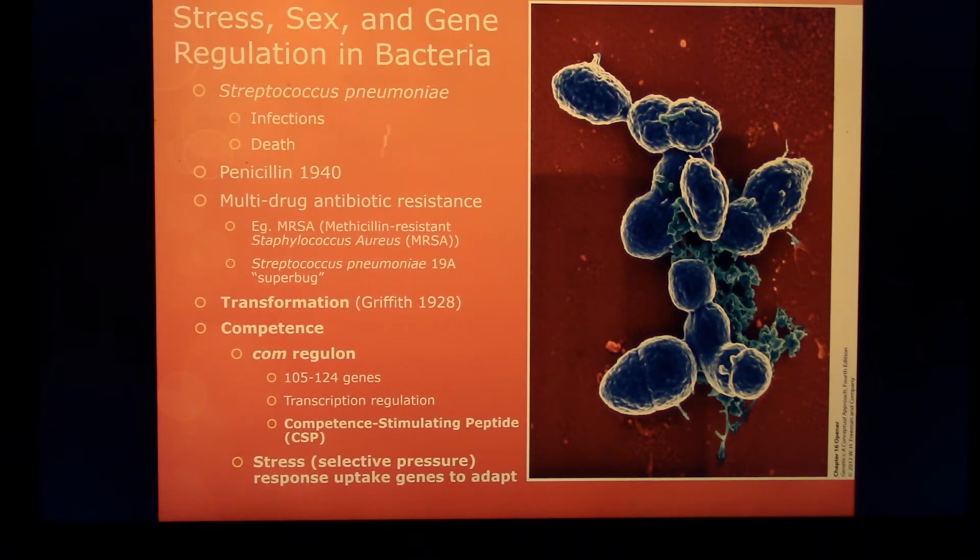One was rough and one was smooth. And the smooth one survived because it had a defense against the mouse immune system. The rough one could not. But we were able to change the phenotype, the traits of the rough bacteria into smooth bacteria by adding DNA. And so we know that transformation of DNA to acquire these traits does occur in nature.